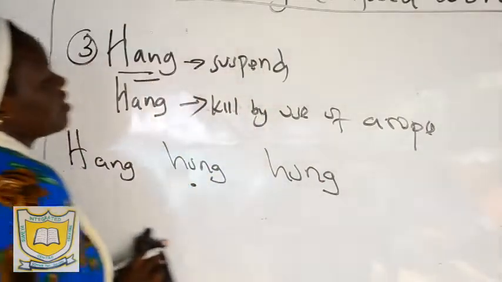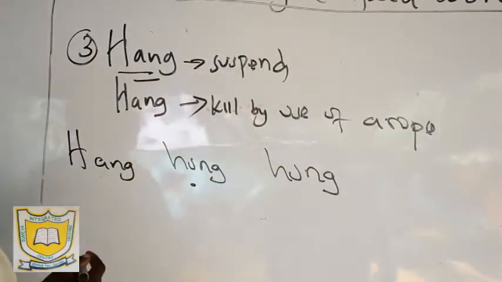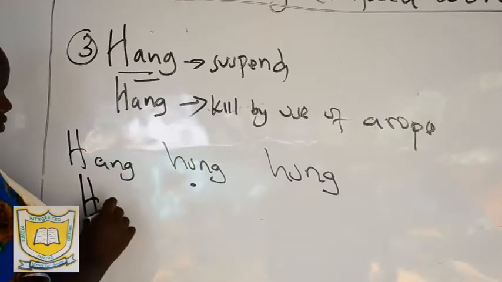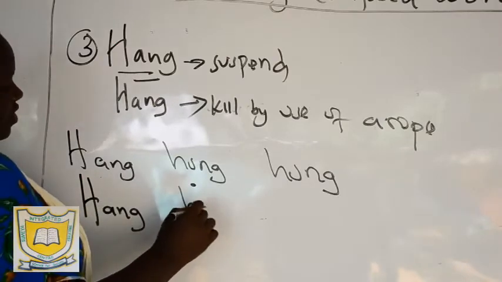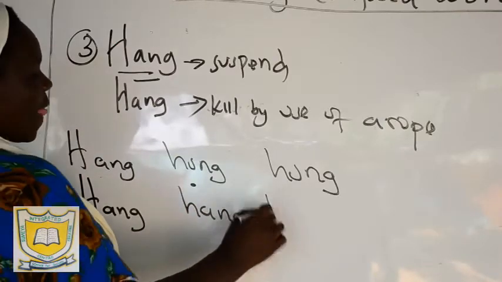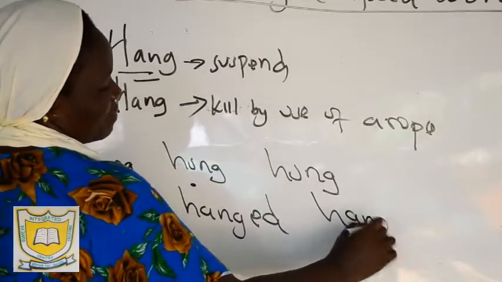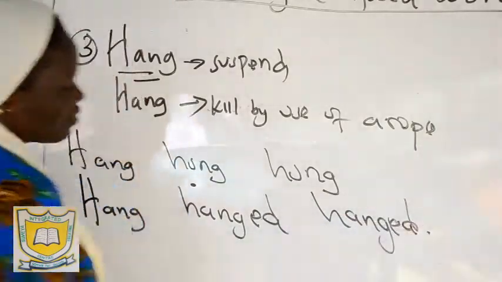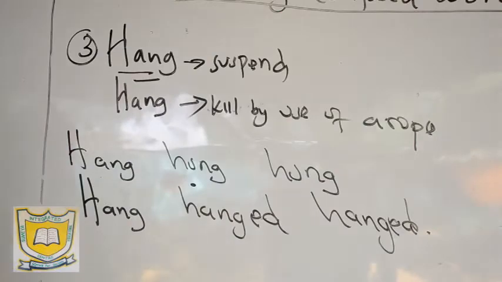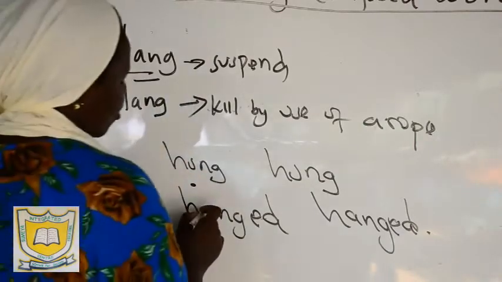Present tense and past tense of to kill by use of a rope, which means to hang. Someone in London was hanged. So today he hangs, yesterday he was hanged, the previous day he was also hanged, which means to kill by use of a rope, or when you have a rope around your neck.